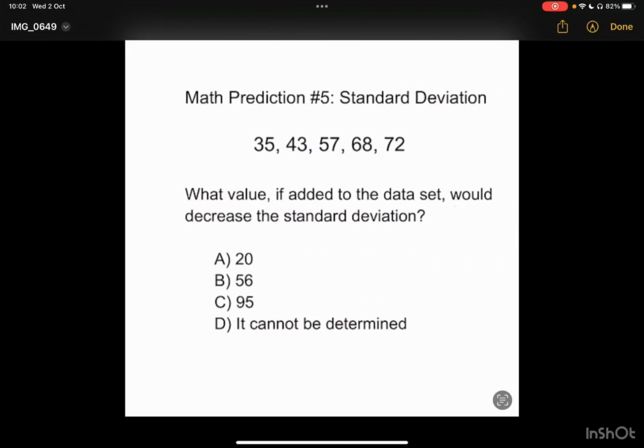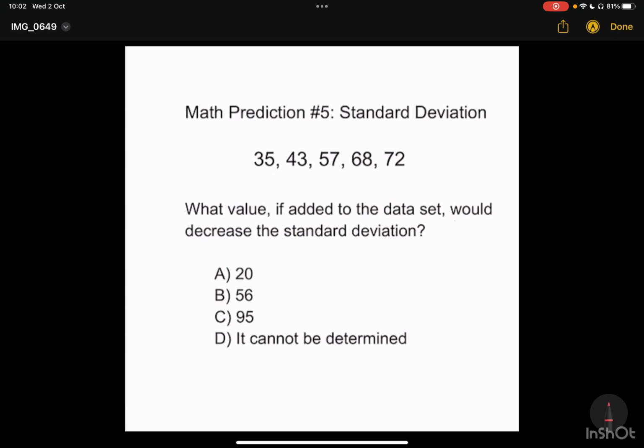Moving on with another math question. Standard deviation. We have the numbers 35, 43, 57, 68, 72. What value, if added to the data set, would decrease the standard deviation? I'll draw this on a graph so you can imagine how these numbers would work. So 35 here, 43 here, 57, 68, 72.